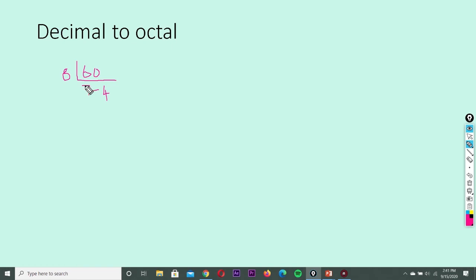Then again the 7, we cannot divide 7 by 8. So the process is stopped. We have to stop up to this. So the final answer will be 7 and 4. This will be the corresponding octal number for the given decimal number 60.